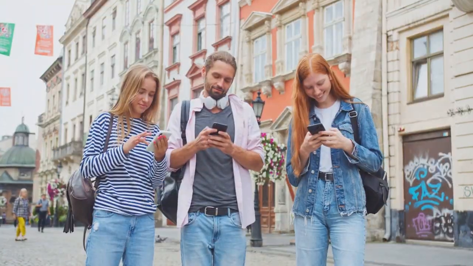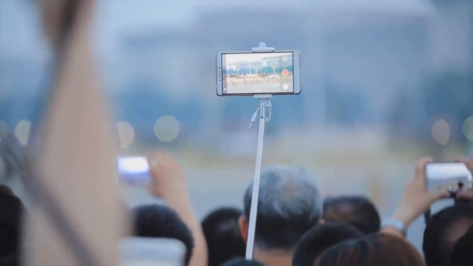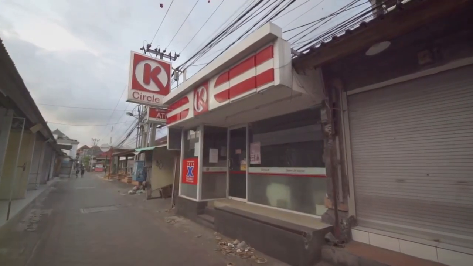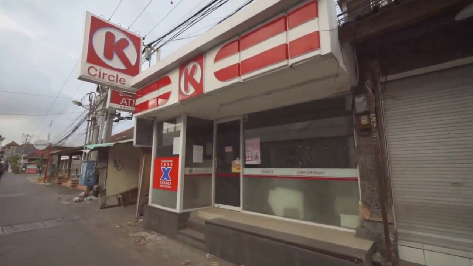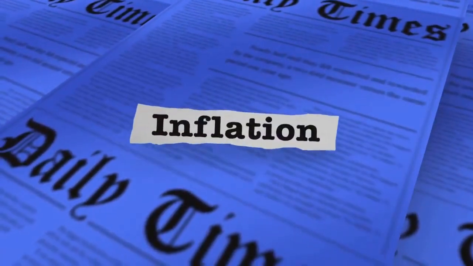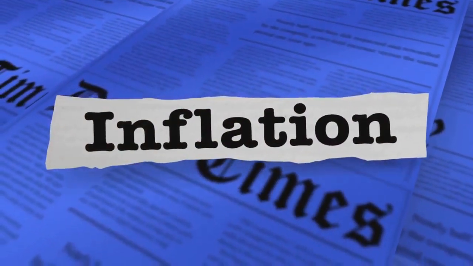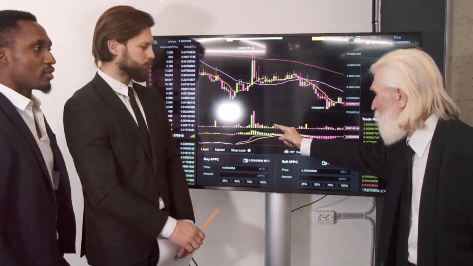Fast forward again to 2014. Selfie sticks were becoming a thing. And the economy was still recovering from the 2008 financial crisis. The Phillips curve was still looking a bit shaky. Low inflation persisted despite falling unemployment. Had the relationship changed, or were there other forces at play? Stay tuned.